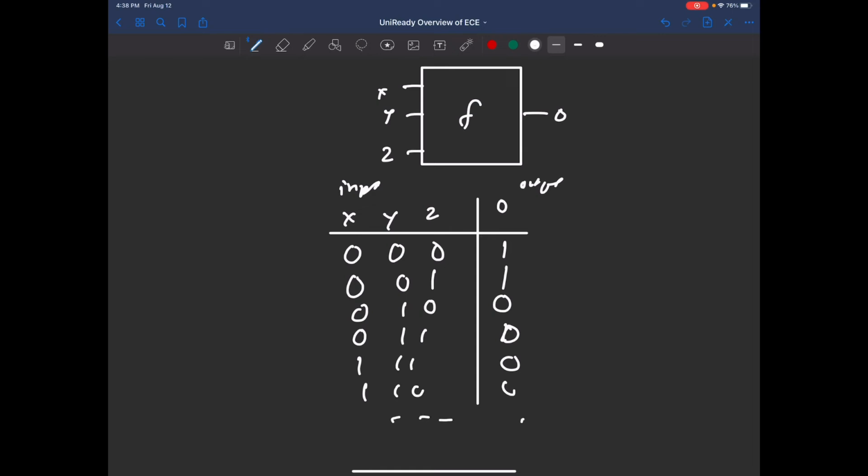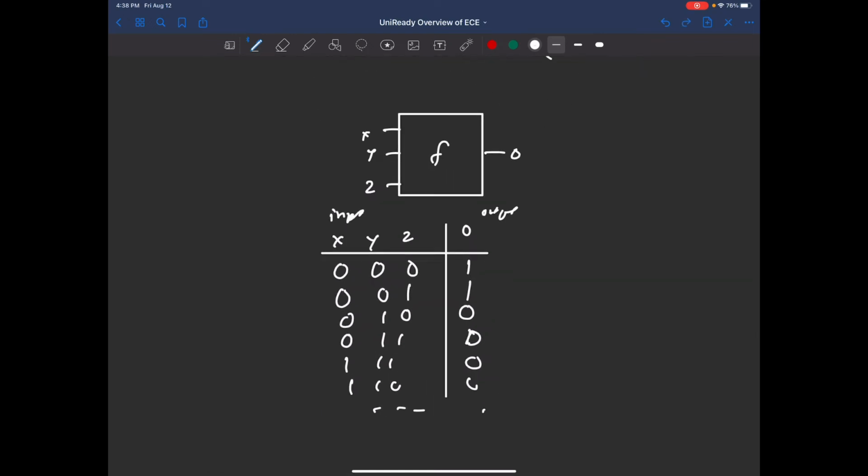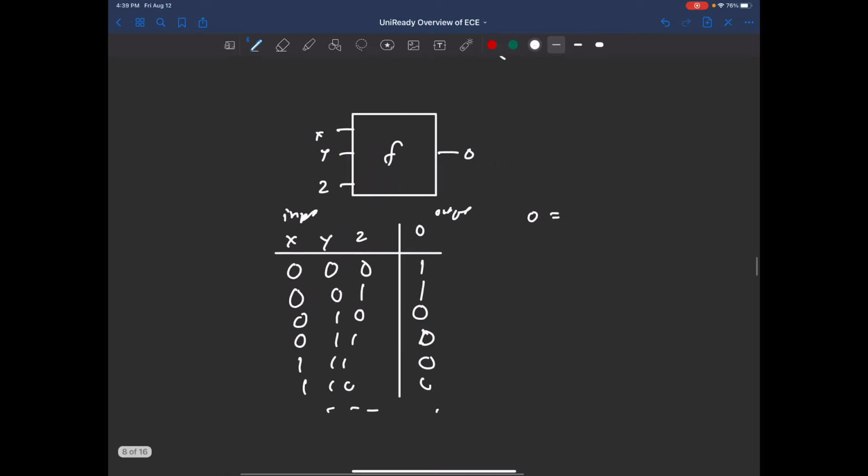How do we make this function? How do we make a function using logic gates that will create this exact behavior, right? So consider this. O is equal to x prime and y prime and z prime, then this thing will only be equal to 1 if x prime and y prime and z prime are all 1. So it will only be equal to 1 if x is 0 and y is 0 and z is 0.